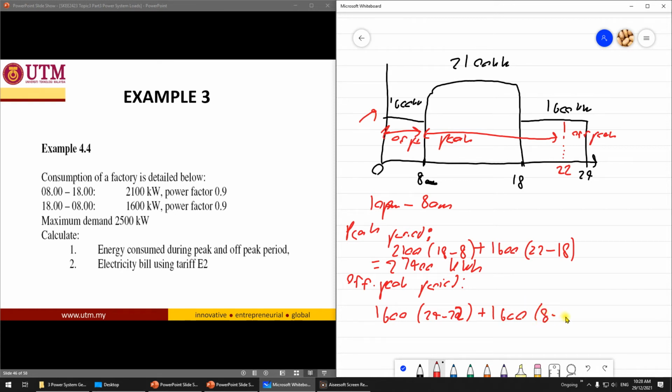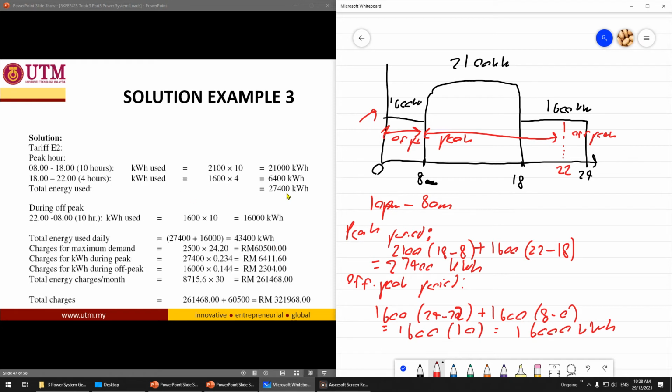from 8 minus 0. Okay, so basically 8 plus 2 is 10. Okay, so 1600 kilowatt hour. So this is the energy use from the peak and off peak period. Okay, so if you sum it up, you can get the answer. Okay, so the answer is correct.